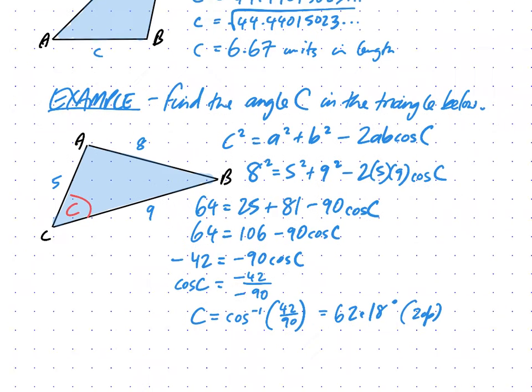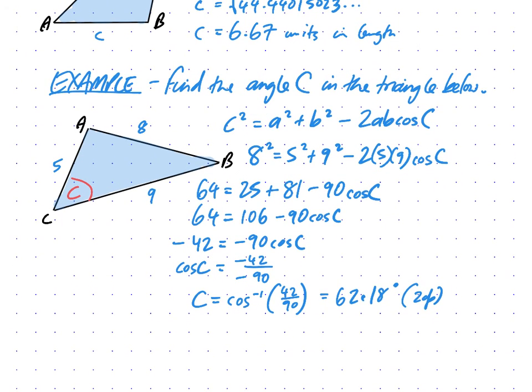So that is an example of using the formula in the form that I've given it to you in, filling it in with the correct information, solving what you can, and then rearranging to find the unknown. That is all that you need to know about the cosine rule.